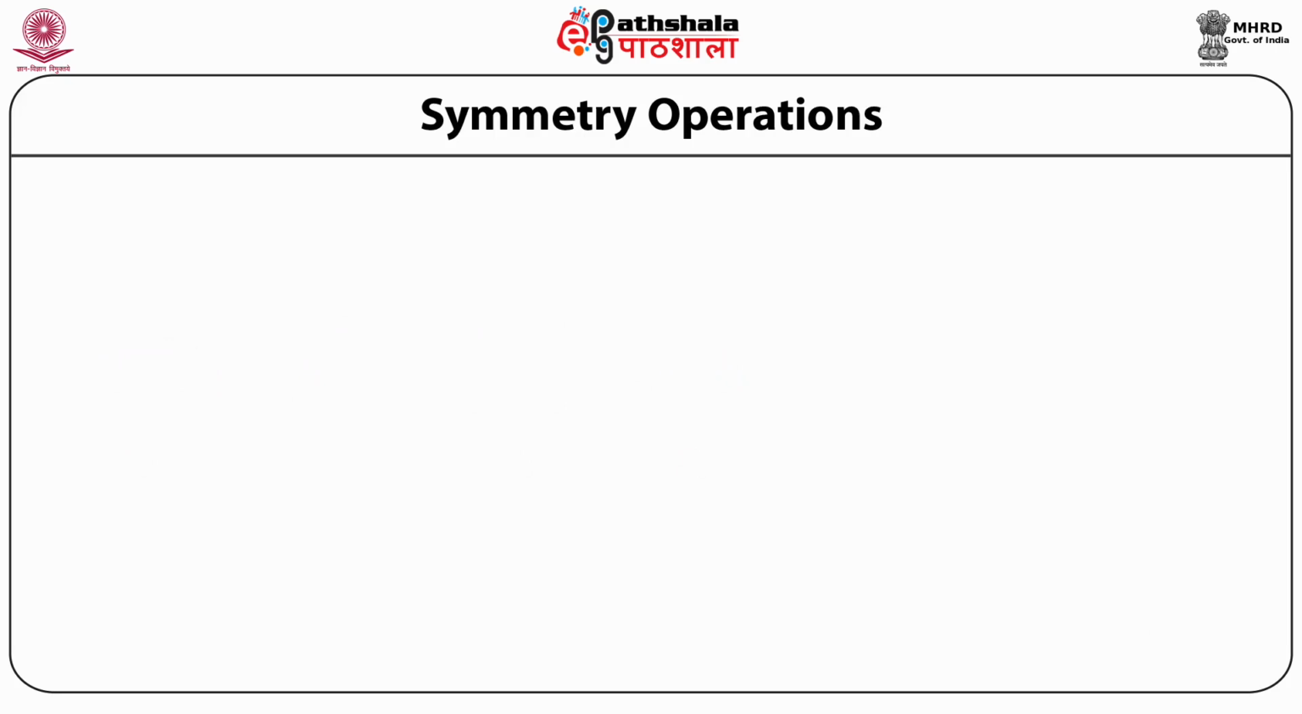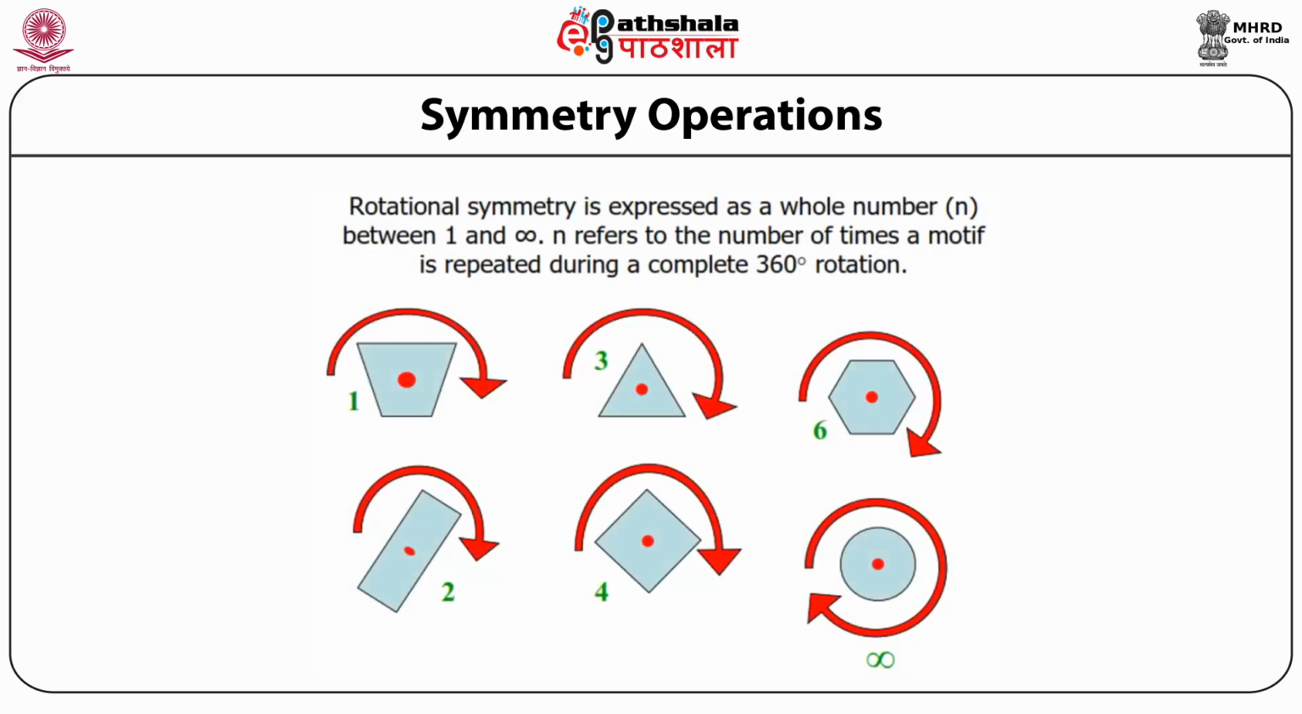Symmetry operations. In this slide, we are going to demonstrate rotational symmetry. Rotational symmetry is expressed as a whole number n between 1 and infinity, and refers to the number of times a motif is repeated during a complete 360 rotation. So this will be clear below. You can see that there are different geometrical patterns: 1, 2, 3, 4, 6 and infinity.